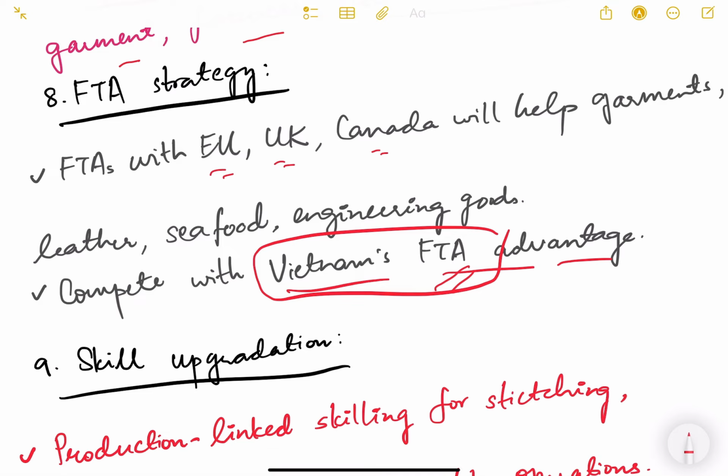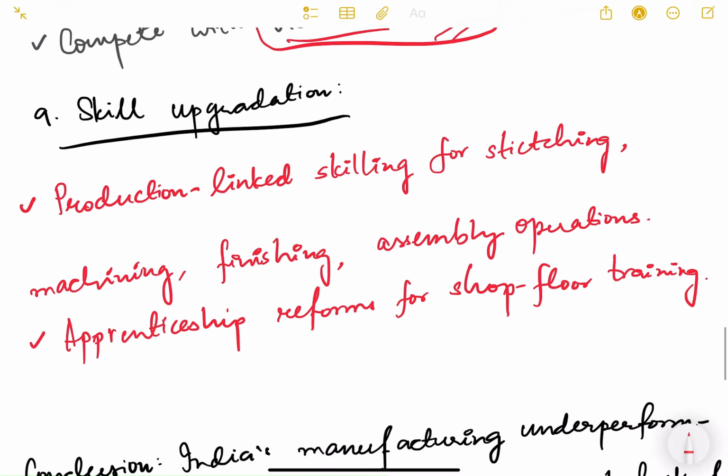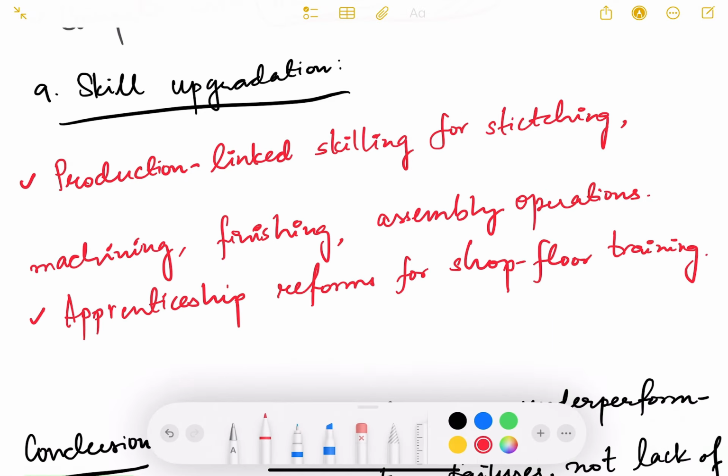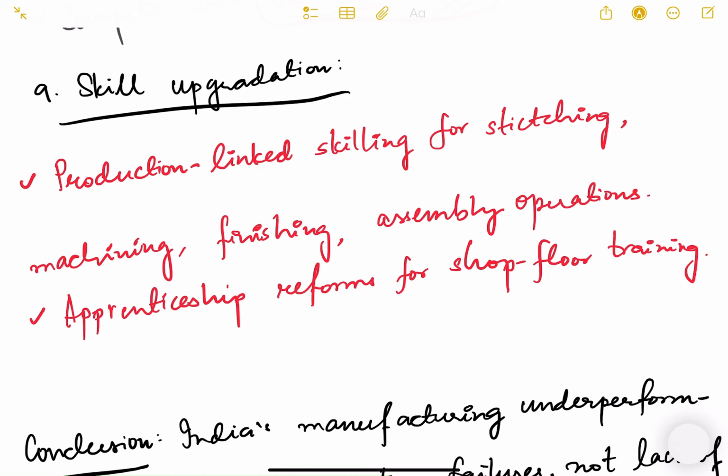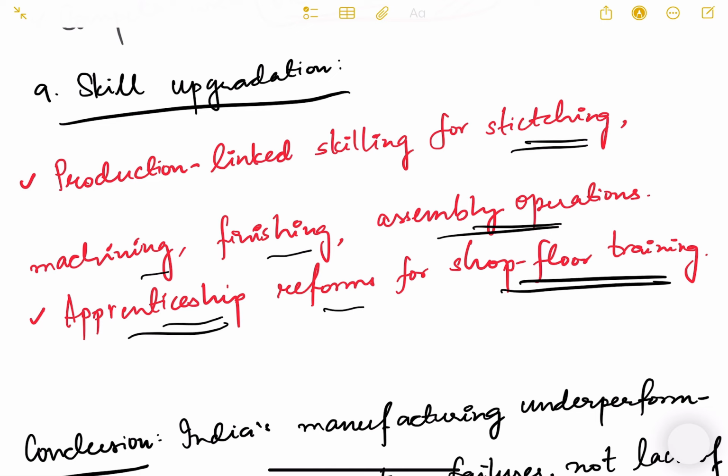But at the same time, we also need to protect our domestic industries. We should not be exposed completely to the outside world, to these cheap products from other countries. So FTAs need to be very, very carefully seen, but we need to get into FTAs with these big countries so that there is a demand from these countries which we can cater to. The skill upgradation, as I have told you, without skills this is not possible. So production linked skilling for stitching, machinery, finishing, assembly operations, and apprenticeship reforms for shop floor training, that is also needed.